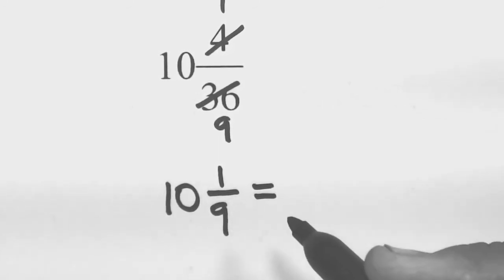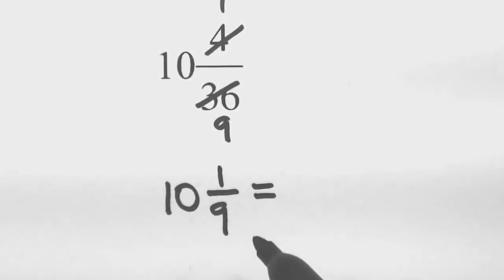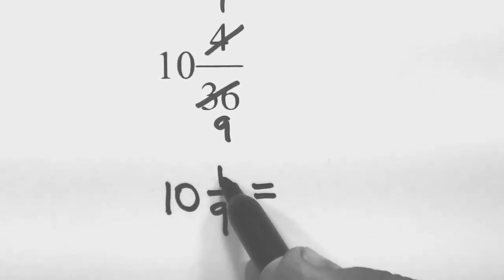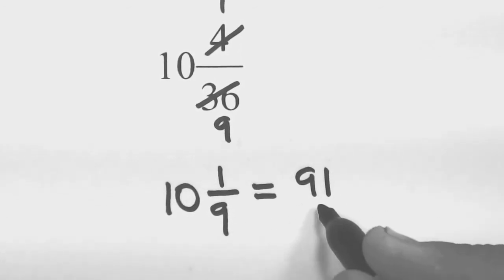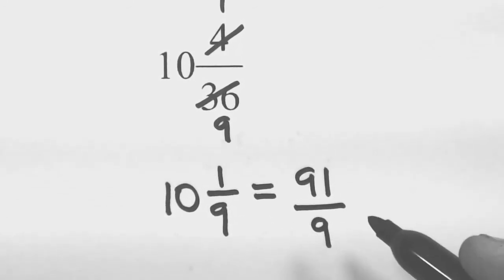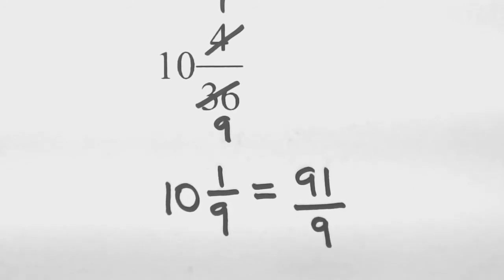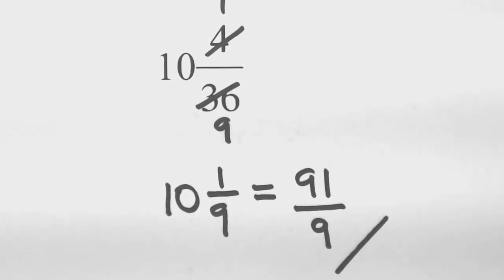Well, now we can convert that to our improper fraction. 10 times 9 is 90. Add whatever's in the numerator, one more, that gives me 91, and put it all over the same denominator. Now, nothing further can be reduced. We did all the reducing to begin with up there, so 91/9.